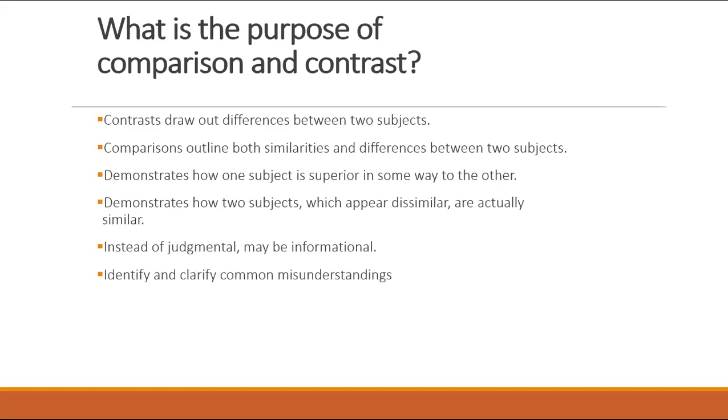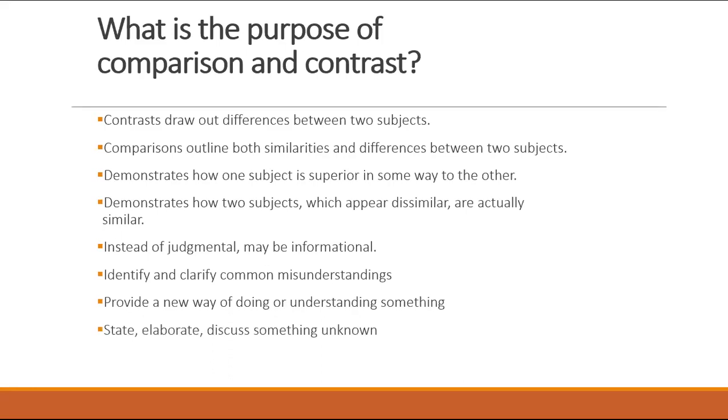We have to identify and clarify some misunderstandings about particular objects, and provide a new way of doing or understanding something. State and elaborate something that is unknown. Support every claim with facts and accurate, reliable resources. So this is the purpose of a compare and contrast essay. When we are discussing something, we have to provide proof. We have to have a background to the information that we are providing. We have to do some research before putting it in the paper, so we are accurate in the information that we give to the readers. Let's move on to the next slide.